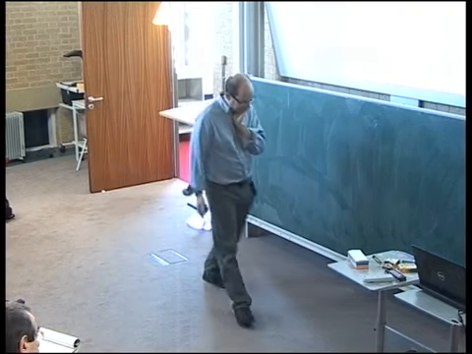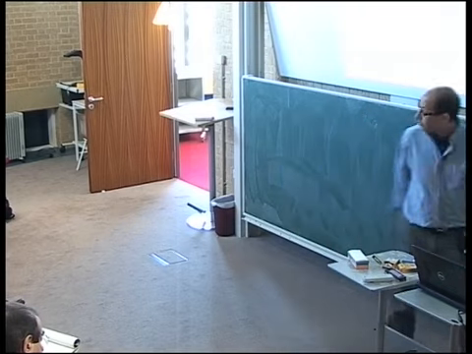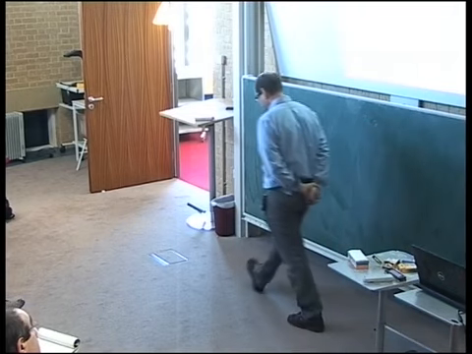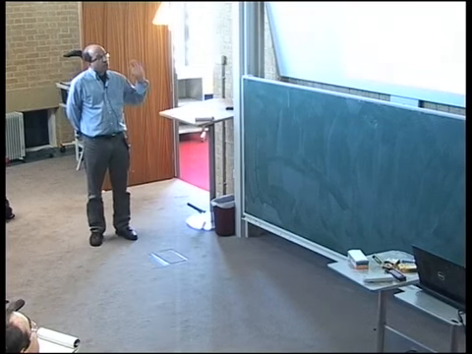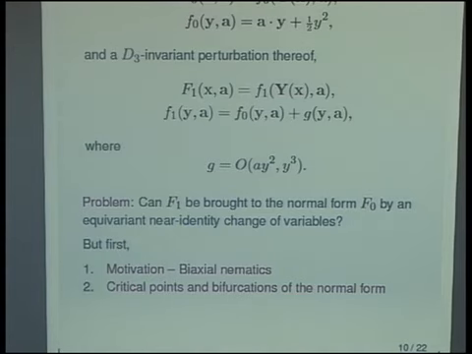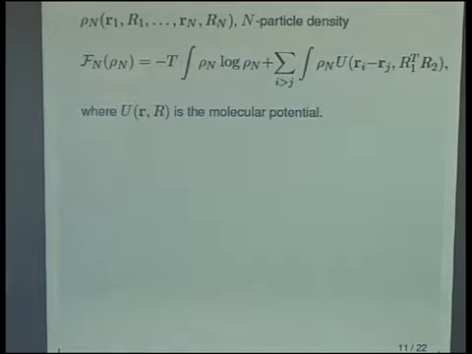But first, I'll just give some motivation for where this normal form comes from, biaxial nematics, and then run through the bifurcation sequence of this unperturbed normal form. And this will be familiar to many of you, and I think you've all, in the course of this program, been on this journey a number of times, so I'll take you through it again, maybe a little bit quickly. Anyway, so this is one approach to getting a free energy for, in this case, biaxial nematics.